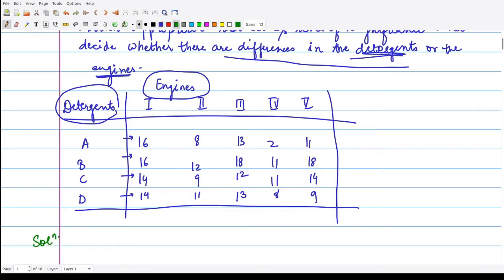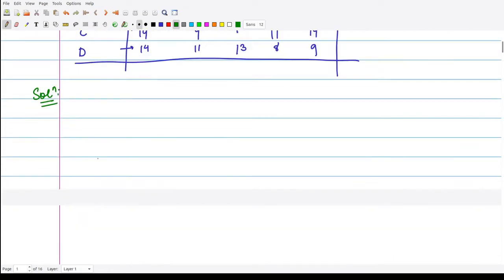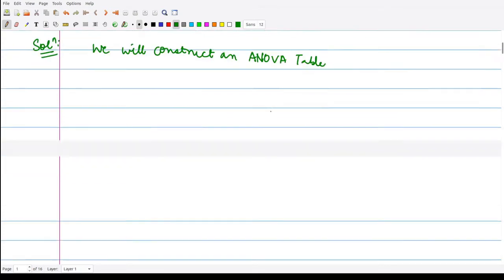For the solution, we'll again construct an ANOVA table. The table will contain source, degree of freedom, sum of square, mean sum of square, and then F ratio. These headings would be the same as in the previous case.